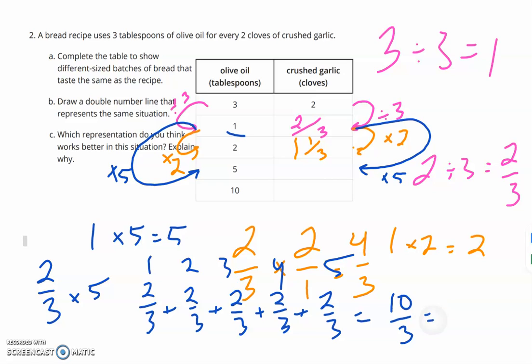I know that there are 3/3 in 1. 3/3, 6/3, 9/3. Running out of space. 1 more third. So this is 1 whole plus 1 whole plus 1 whole plus 1/3. I get 3 1/3. All right, I need to make some space.